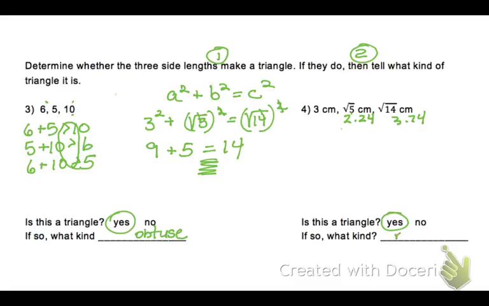Okay, so that is a right triangle. Okay, and you're done. So we'll continue on the next video to problem 4.